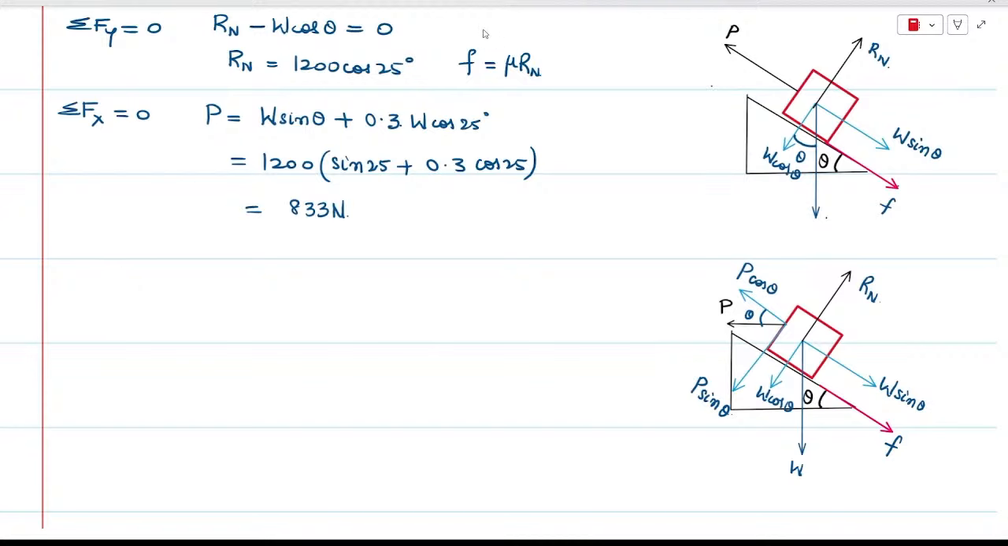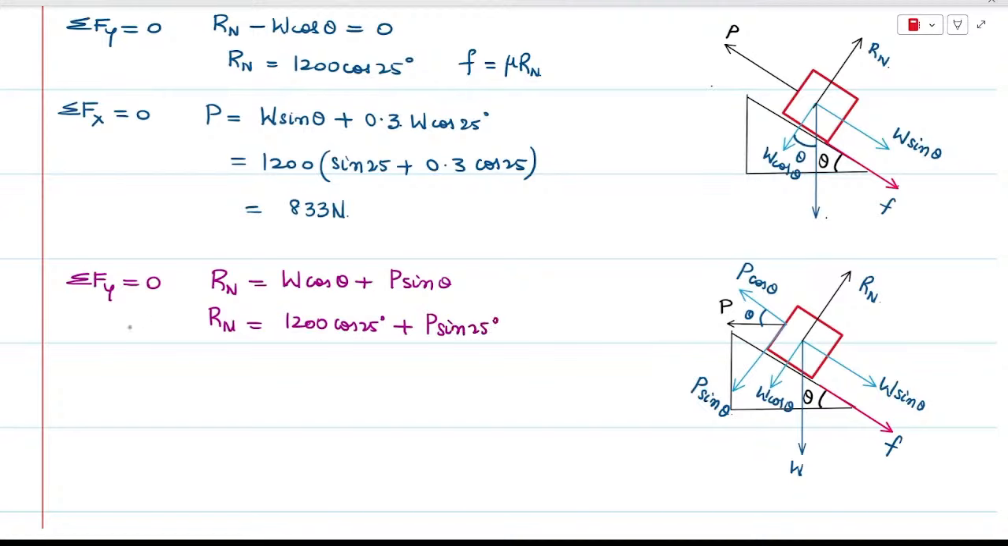So in situation 2, if we take the equilibrium of forces in the y direction, that is sigma Fy is equal to 0, that is Rn is equal to W cos theta plus P sine theta. So Rn is equal to 1200 into cos 25 plus P sine 25. This is the value of Rn.